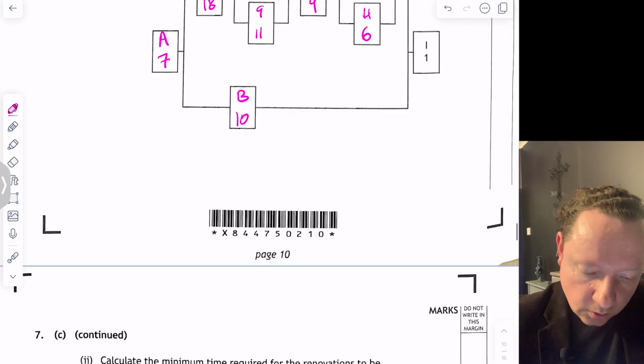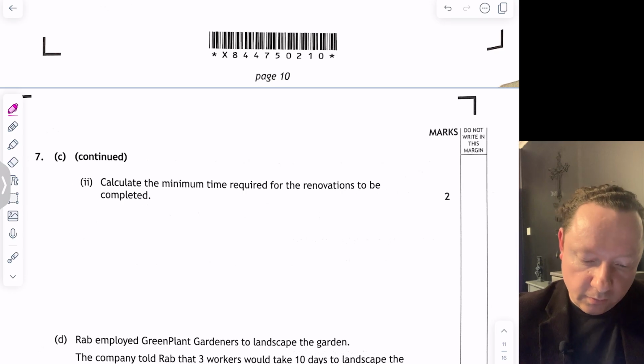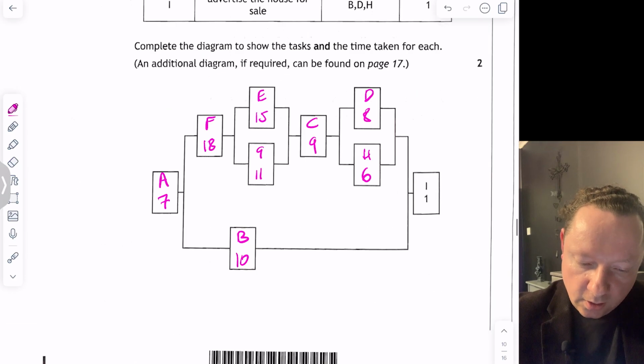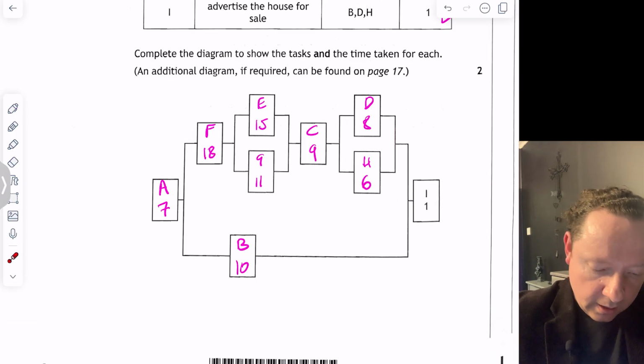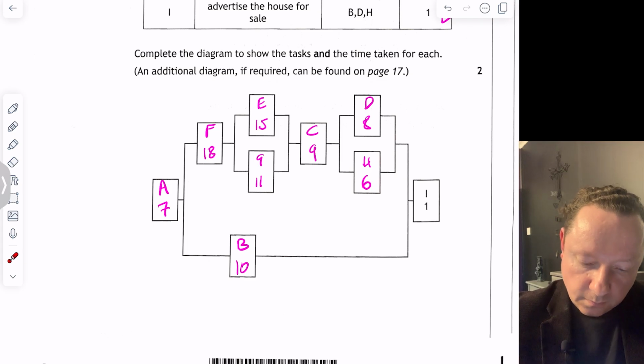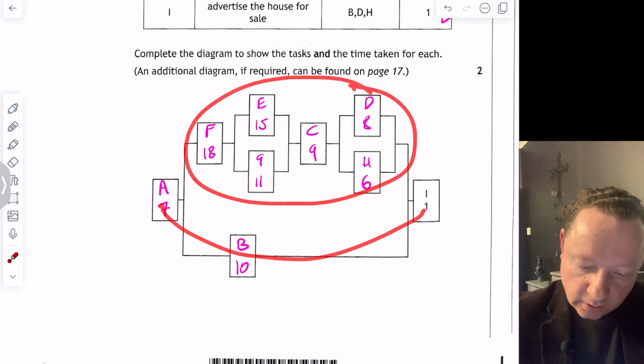Excellent. So now it says, calculate the minimum time required for the renovations to be completed. It's really asking you the critical path. So what you do is, if I go this way, I'm going to have to wait until all of this is finished, because that only takes 10.